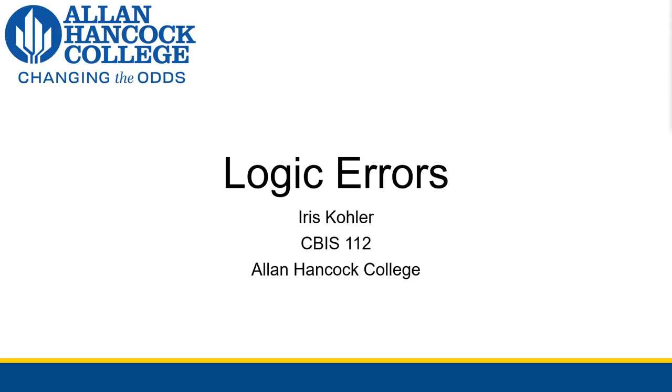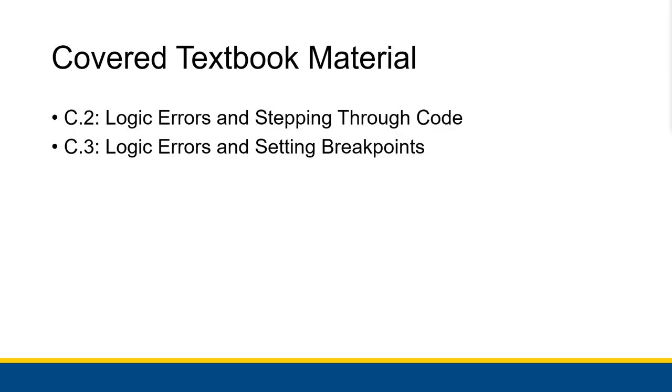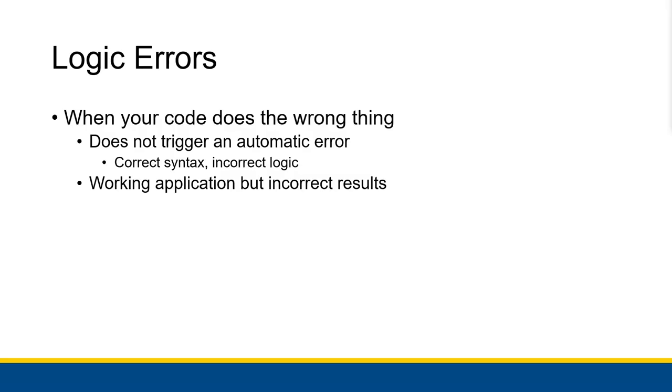All right, so the next type of error that we will be talking about is the logic error. We are covering C.2 and C.3, which are both sections involving different methods of addressing errors in the logic of your program. Logic errors are when you are trying to make a program that does a very specific task, but it accidentally does the wrong task. It's not like a syntax error or anything like that. The syntax is completely correct, but it's incorrect logic. You went about solving the problem in maybe the wrong way.